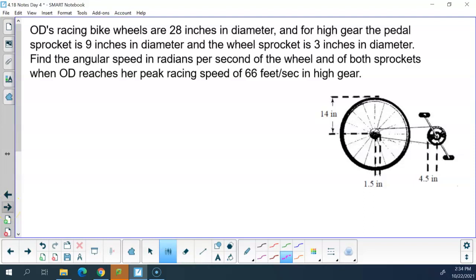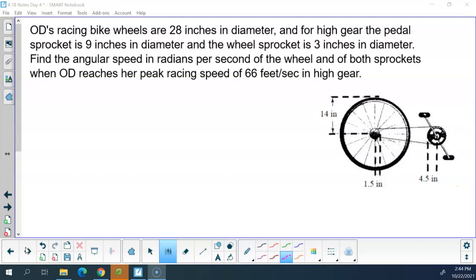OD's racing bike wheels are 28 inches in diameter. For high gear, the pedal sprocket is 9 inches in diameter and the wheel sprocket is 3 inches in diameter. Find the angular speed in radians per second of the wheel and both sprockets when OD reaches her peak racing speed of 66 feet per second in high gear. First off, we have to know where we are. Where are we with 66 feet per second?